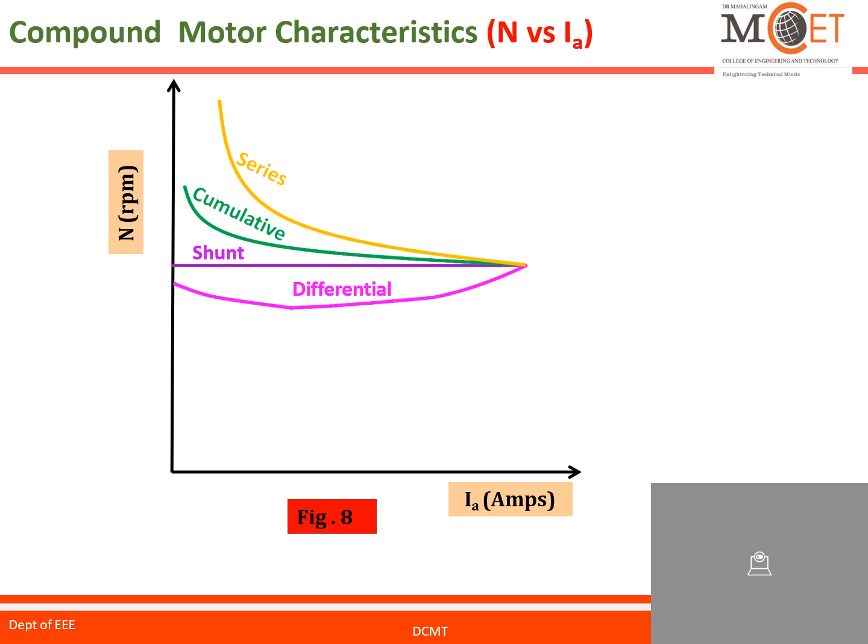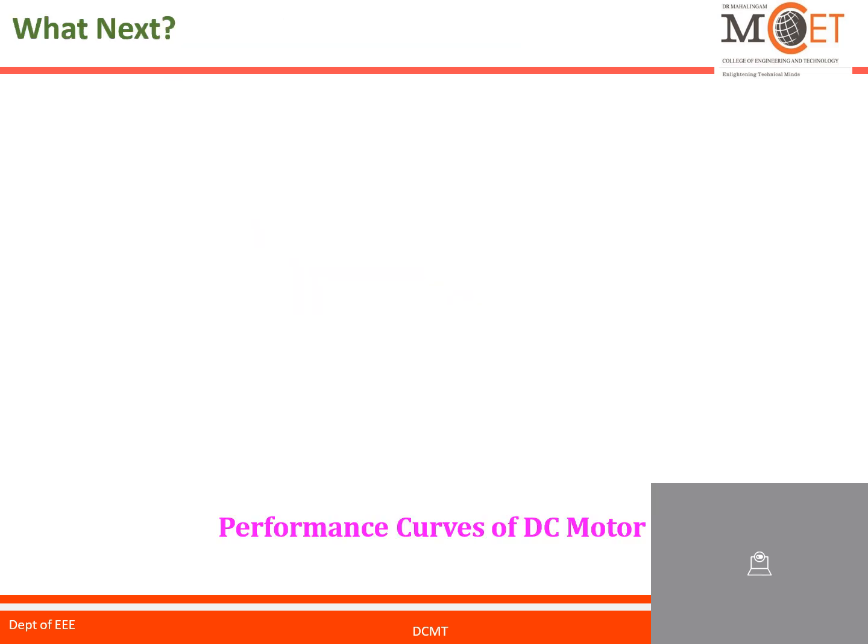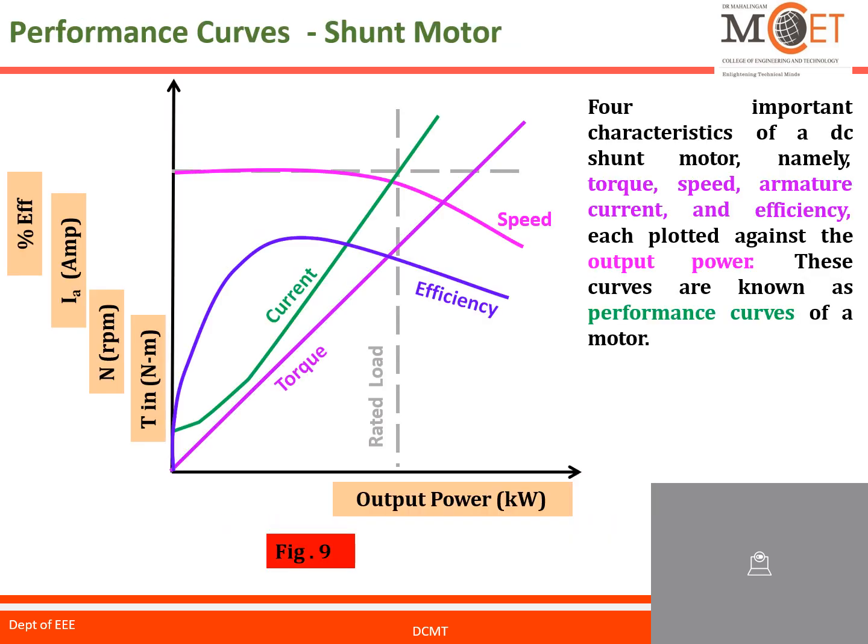Here we see that the differential compound motor shows larger speed variation with respect to load. If we increase the load, we have larger speed variation, but in the case of the shunt motor we have good speed because it is always constant irrespective of the load. The next one, the performance curve. In this performance curve we can easily know how the speed, torque, current and efficiency vary with output power.